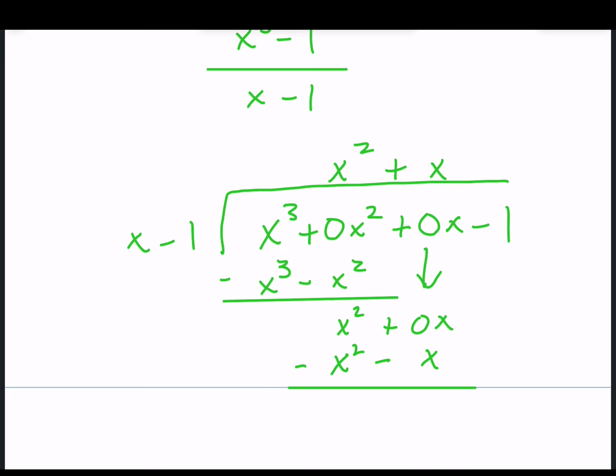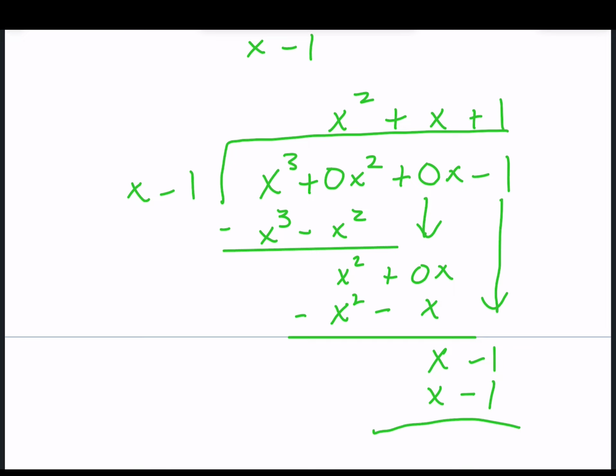Now we can subtract. x squared minus x squared is 0x squared. 0x minus a negative x gives us a positive x. Now we can bring down our negative 1. How many times will x go into x? Well, it will go in 1 time. So we have x times 1, which is x, and negative 1 times 1, which is negative 1.